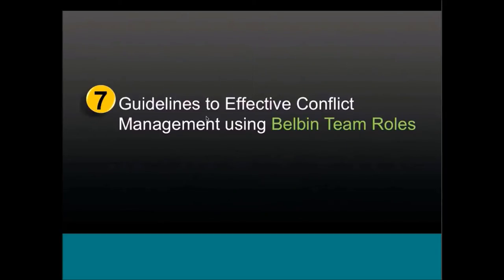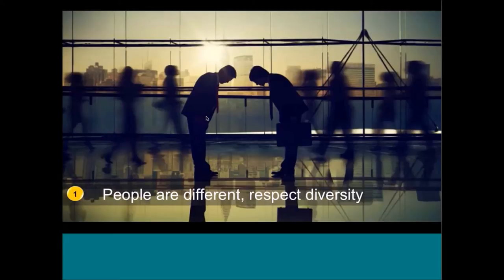Seven guidelines to effective conflict management by the process thinking application of the Belbin Team. Number one, people are different. It's good to be different. Respect diversity. In fact, I've not got it on my slideshow, but I'm going to put it as words now. Celebrate diversity. Not just people are different, enjoy it. It's fantastic, it's different, it's so nice. Imagine if everybody is the same. What a disaster it could be, terribly boring.